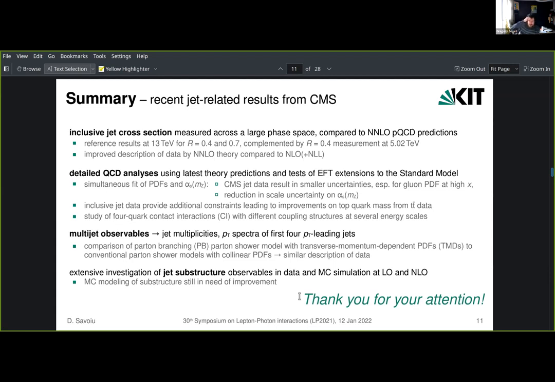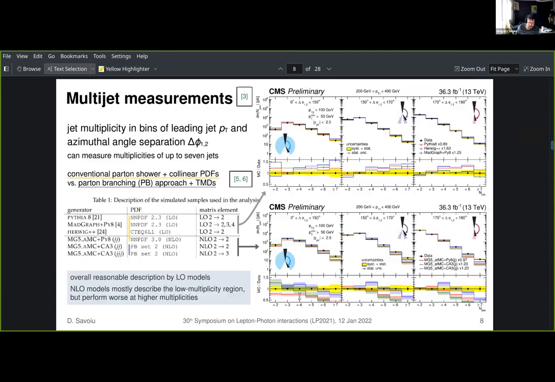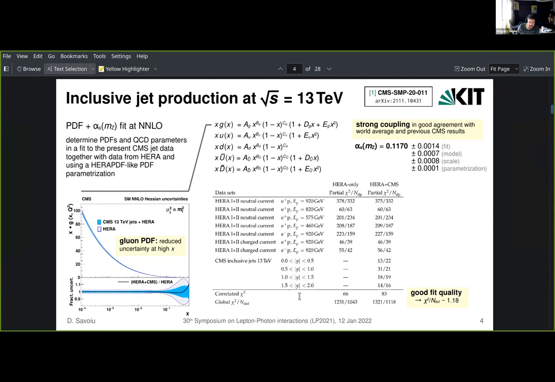So first, when you presented the impact of inclusive jet data to extract the PDFs, I think it was around slide 4, that includes both values of the jet radius or just one of the two? Oh yeah, that's a good question. So this is just using the large radius jets, the 0.7 radius.